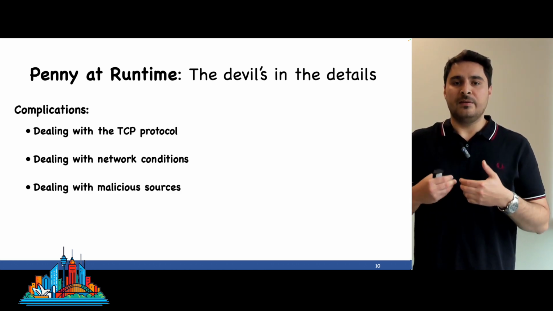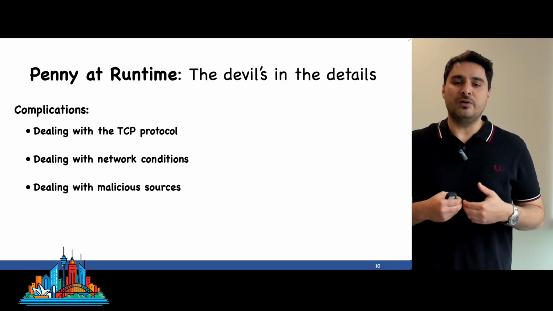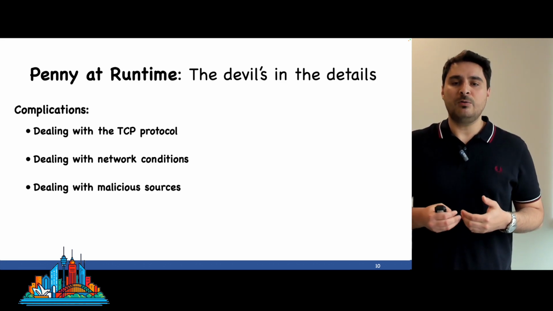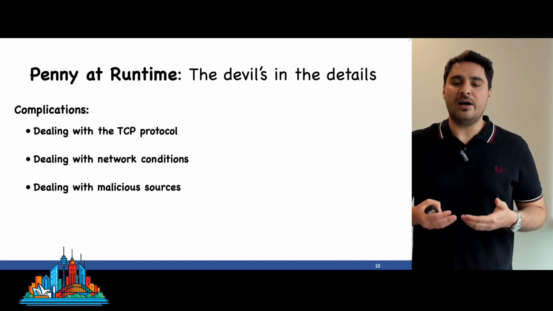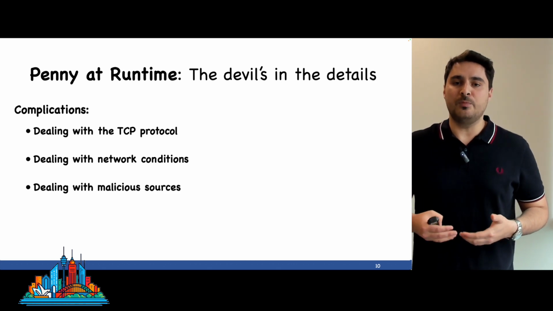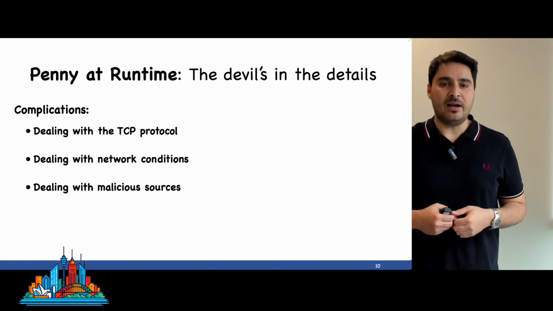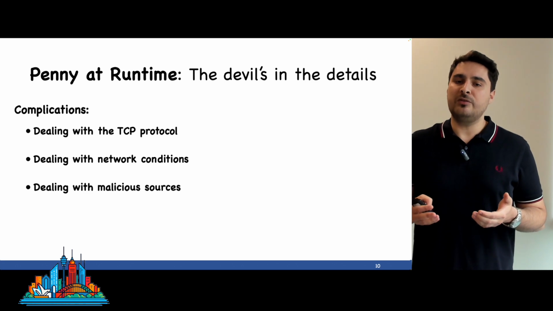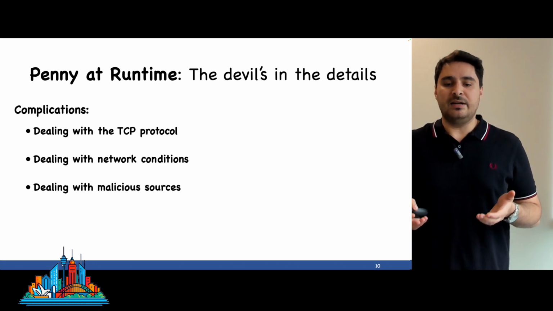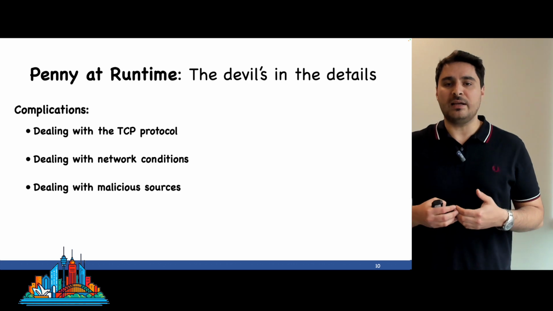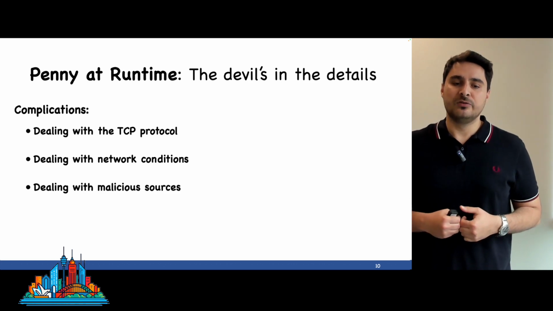Apart from these TCP complications, we also have network challenges. What if we have additional packet loss? Or even worse, what if the routing changes and we stop seeing new packets? Finally, there is the challenge of malicious users trying to bypass Penny by mimicking retransmissions. How can we protect Penny from such scenarios?